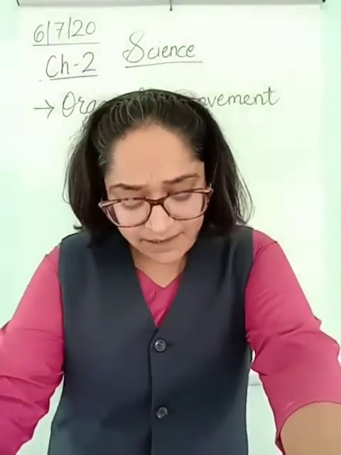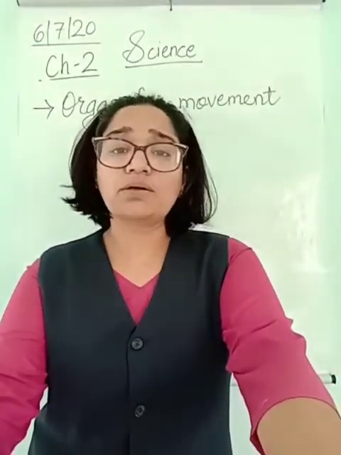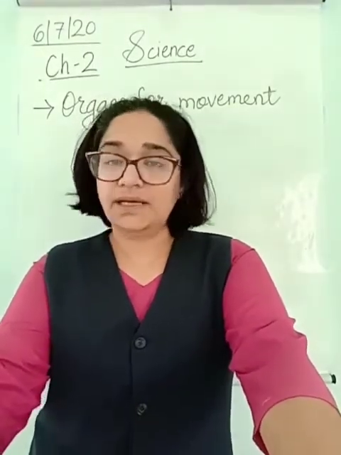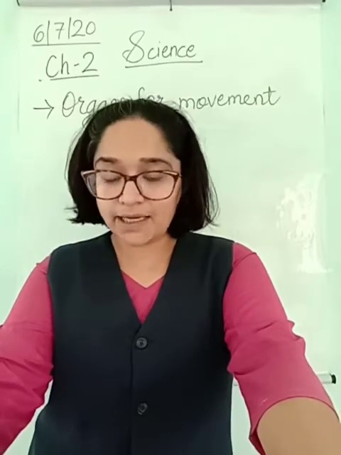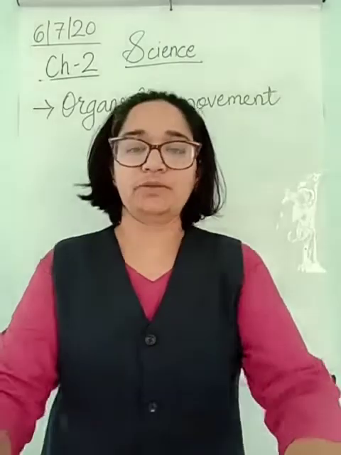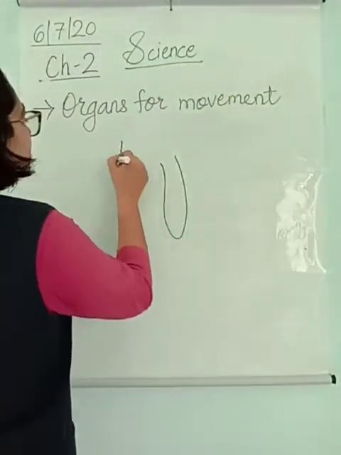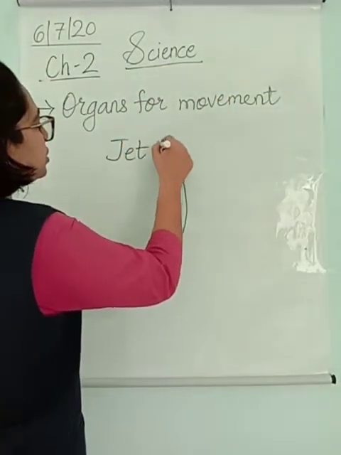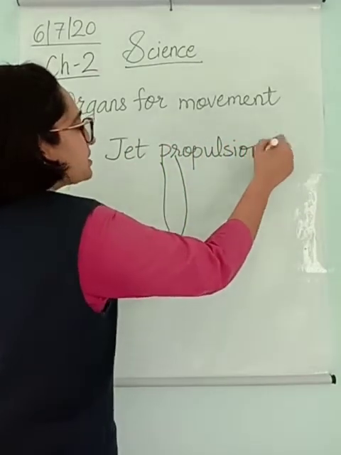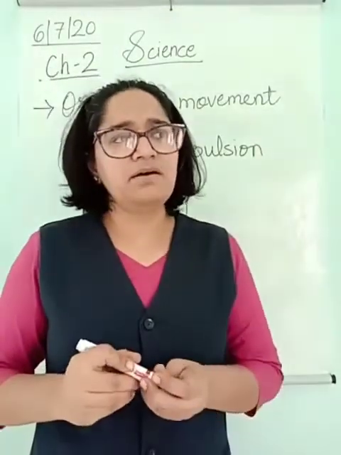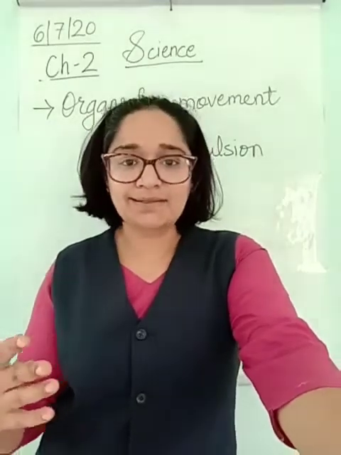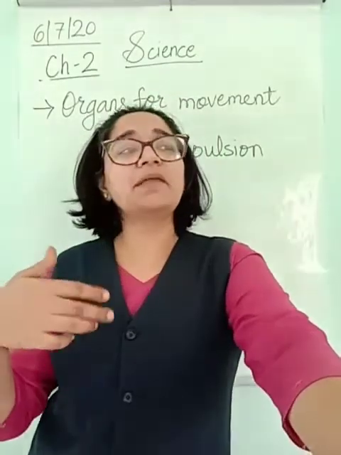Okay, next we see squids, octopuses and cuttlefish. Now these are three different varieties of aquatic animals. They use a process called jet propulsion. What do they use? Jet propulsion method. Now what is this jet propulsion? Jet is something which you can associate with speed.